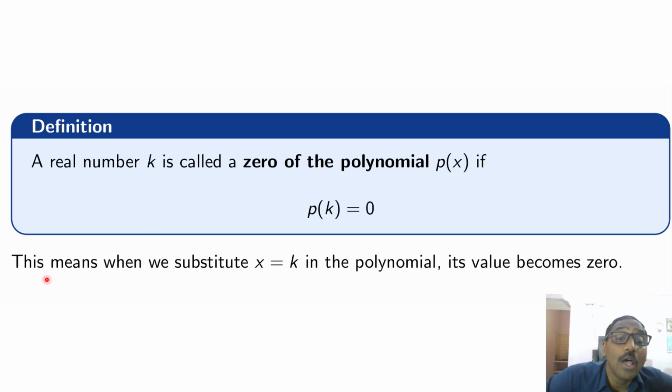This means when we substitute x equal to k in the polynomial, its value becomes 0, the number 0. So that means we say k is a zero of the polynomial p of x. Otherwise k is a root of the polynomial p of x. We will go to the next slide.